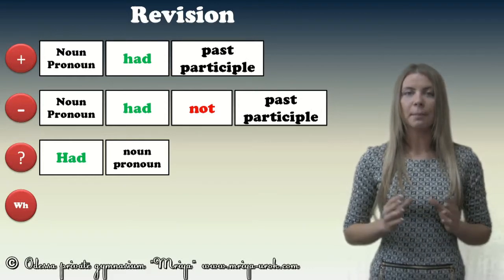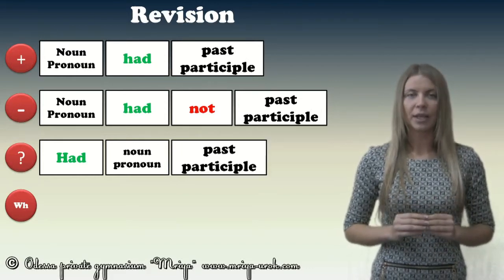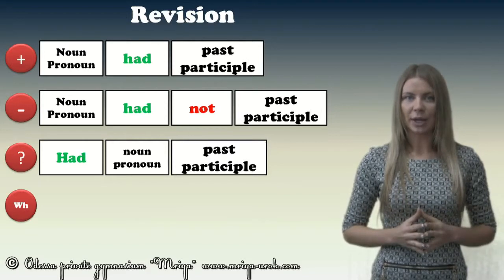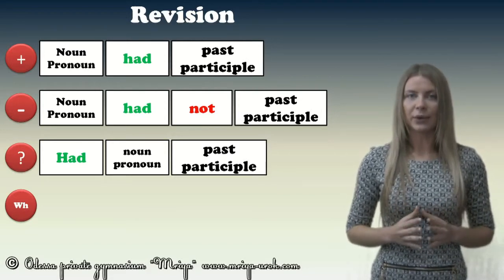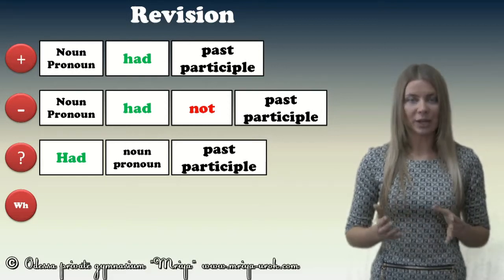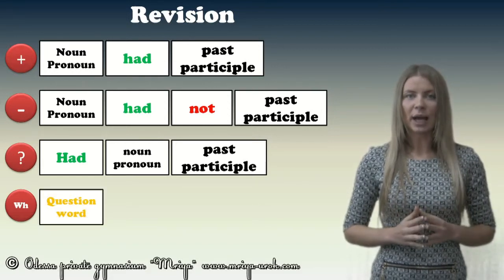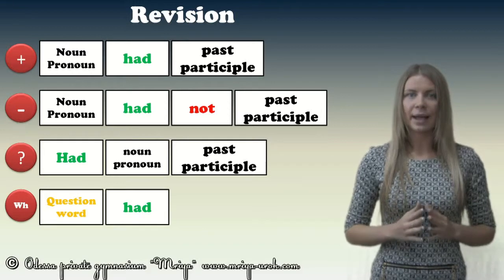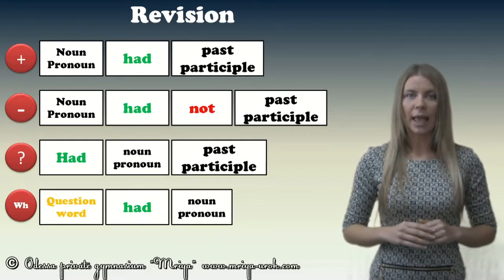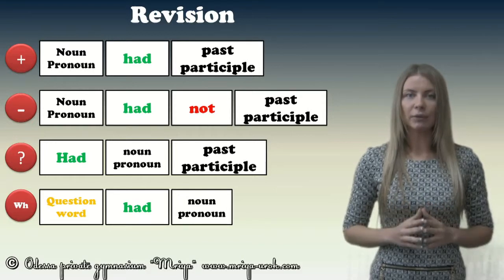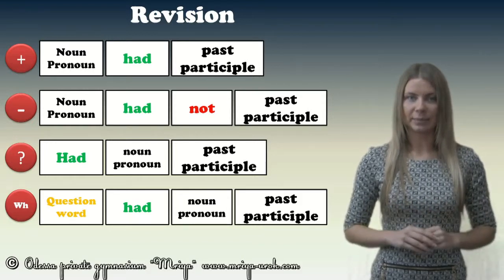If you want to make a special question with a question word, you have to put your question word on the first position. Then you have to put had. After that, you put your noun or pronoun, and then you have to put past participle.